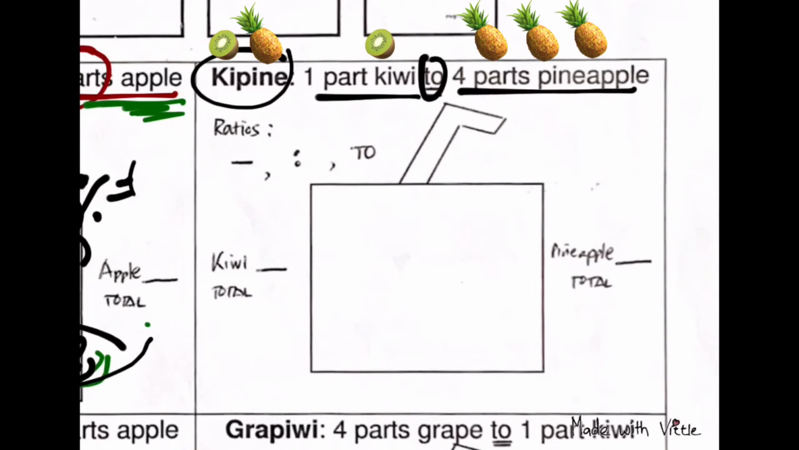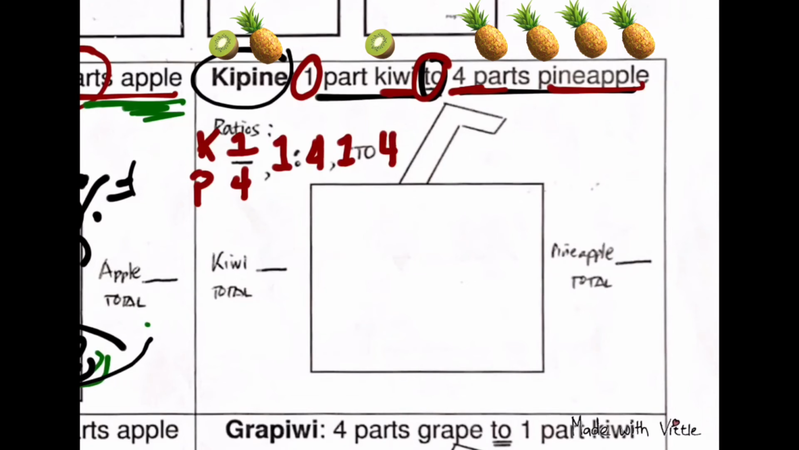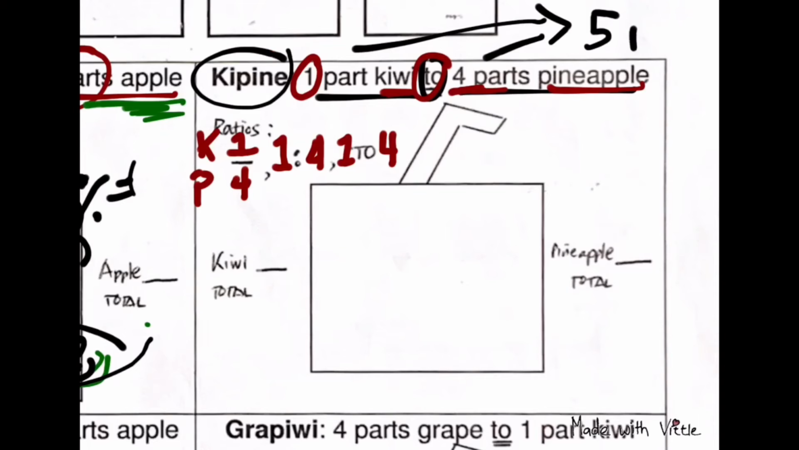Okay? Now, the next recipe is kipine, meaning 1 part kiwi to 4 parts pineapple. So they want us to write the ratio in that order. So you do not change that. They want 1 part kiwi first before the word to, and after the word to is 4 parts pineapple. So as a fraction, it's 1 to 4. Now you know the total of these two, if you combine them, is 5 parts.